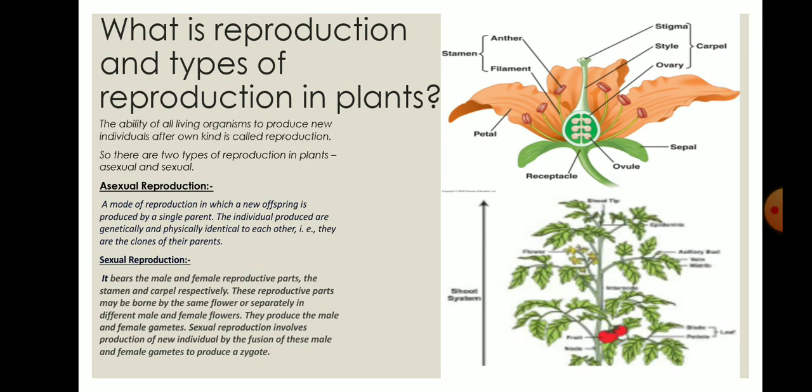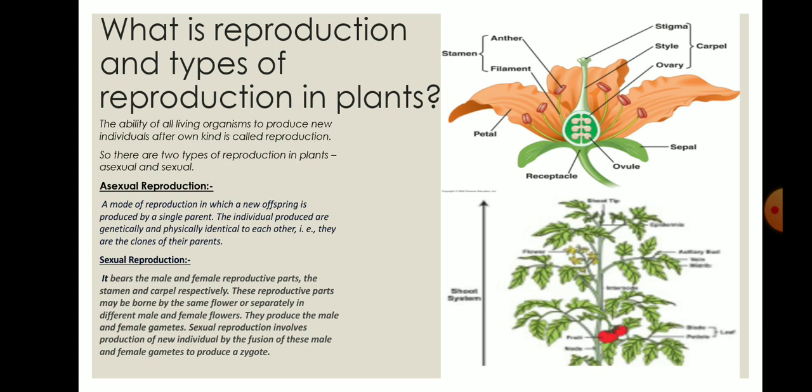What is reproduction and what are the types of reproduction in plants? The ability of all living organisms to produce new individuals of their own kind is called reproduction. There are two types of reproduction in plants: asexual reproduction and sexual reproduction. Asexual reproduction is a mode of reproduction in which a new offspring is produced by a single parent. The individuals produced are physically and genetically identical to each other, that is, they are clones of their parents.